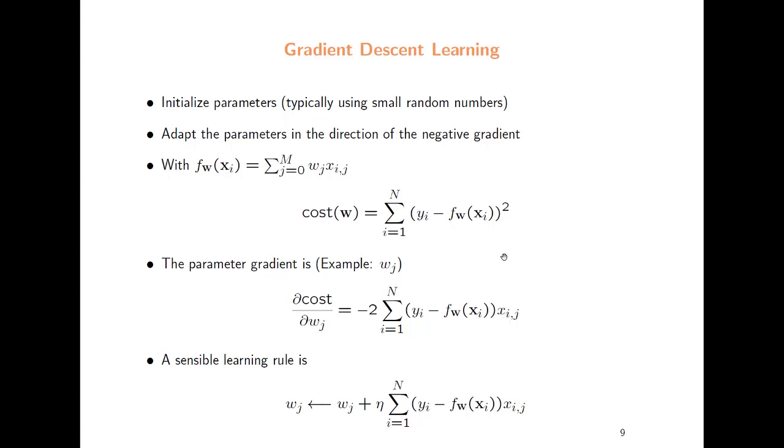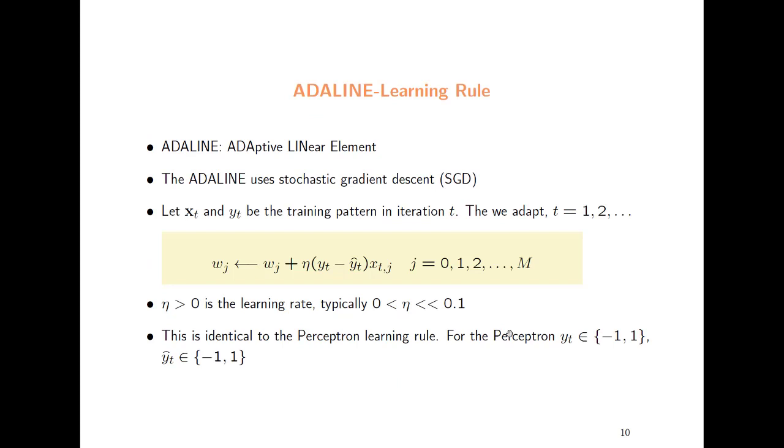And as before, we want to go in the negative direction of the gradient. So a sensible learning rule would be, for all j, Wj is the old Wj plus eta, where eta is the learning rate again, times the sum over all data points of the difference times xij. And when we take the stochastic gradient descent version of this learning rule, we obtain the Adaline learning rule. Adaline stands for adaptive linear element, so that uses stochastic gradient descent.